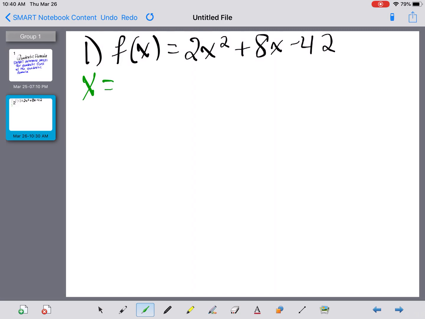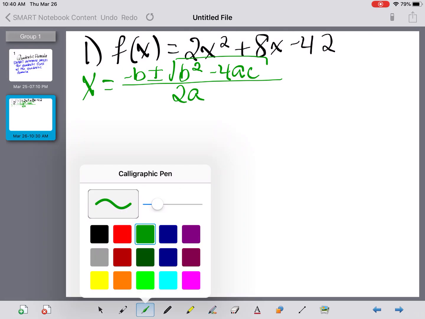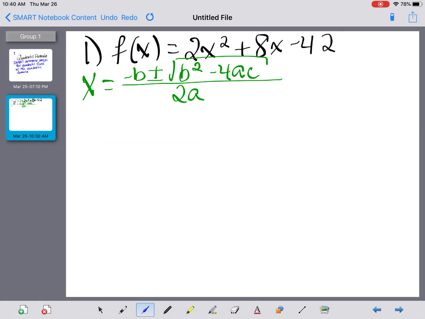So we get x equals negative b plus or minus the square root of b squared minus 4ac all over 2a. And we can clearly see that we need to find our values of a, b, and c in order to use this actual formula. So let's go ahead and find our values of a, b, and c. A is the number in front of x squared, so that's 2. B is the number in front of x, that's 8. And c is the number that's by itself, that's negative 42.